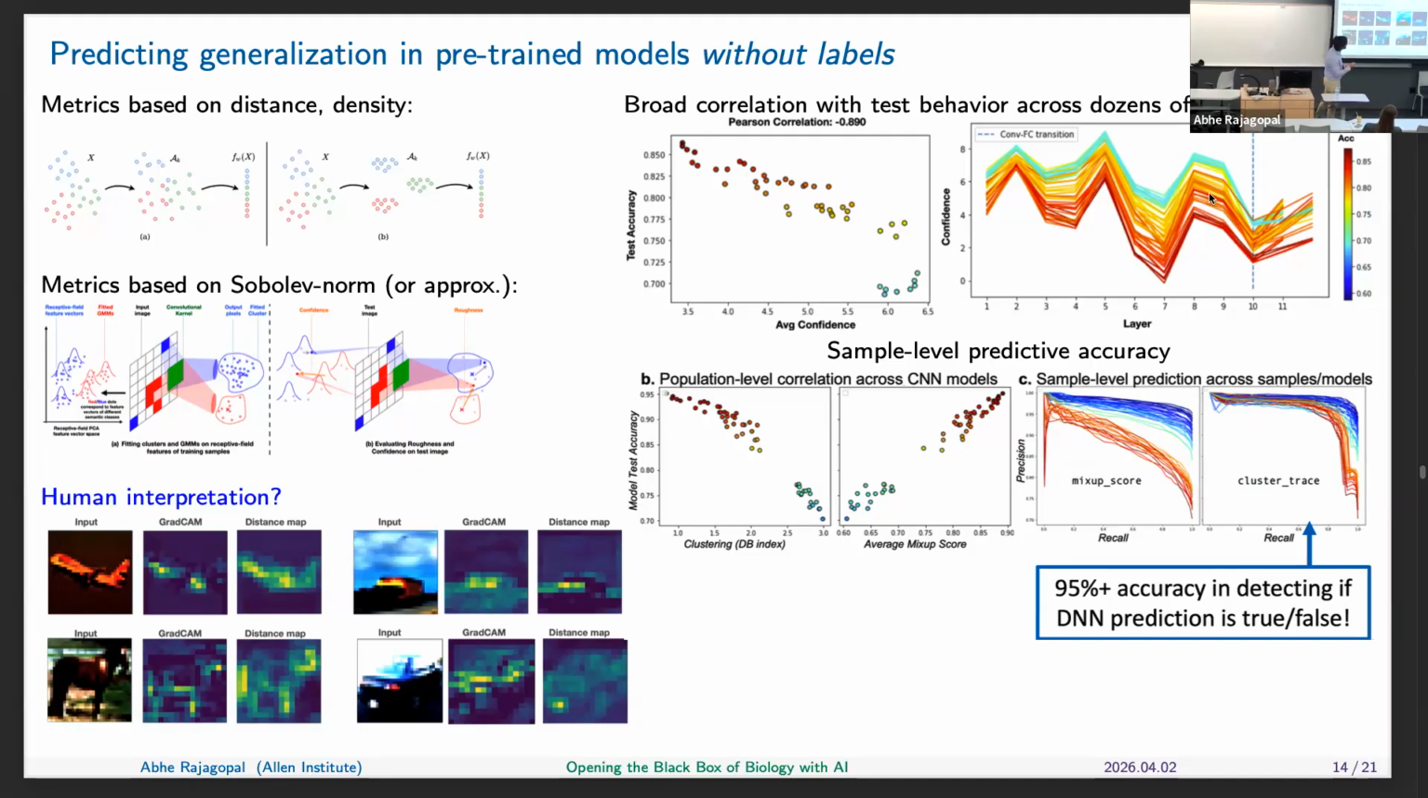And what I showed is that you can get this broad correlation with how well the model is actually performing. Without ever looking at the final output values of the model, you can predict how well it's doing. Each line here is a different model that's trained independently, and I can rank the models just based on some of these metrics.